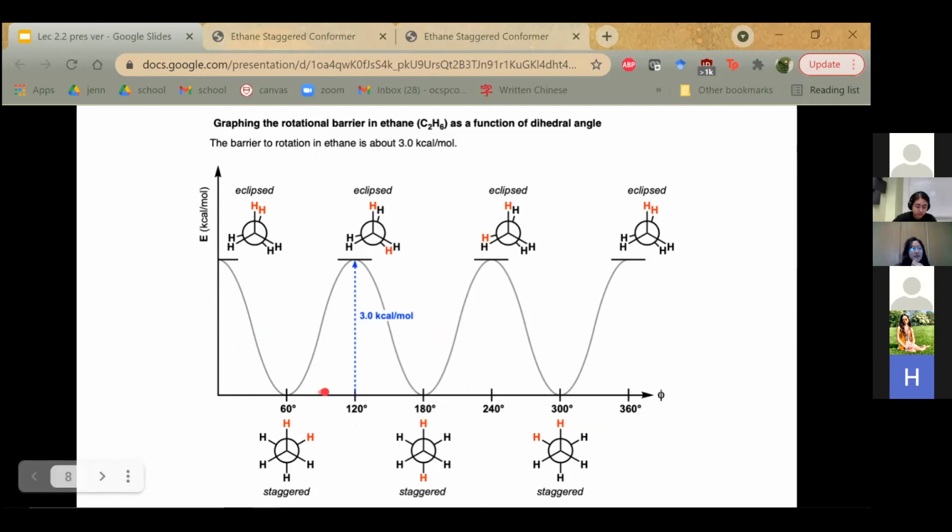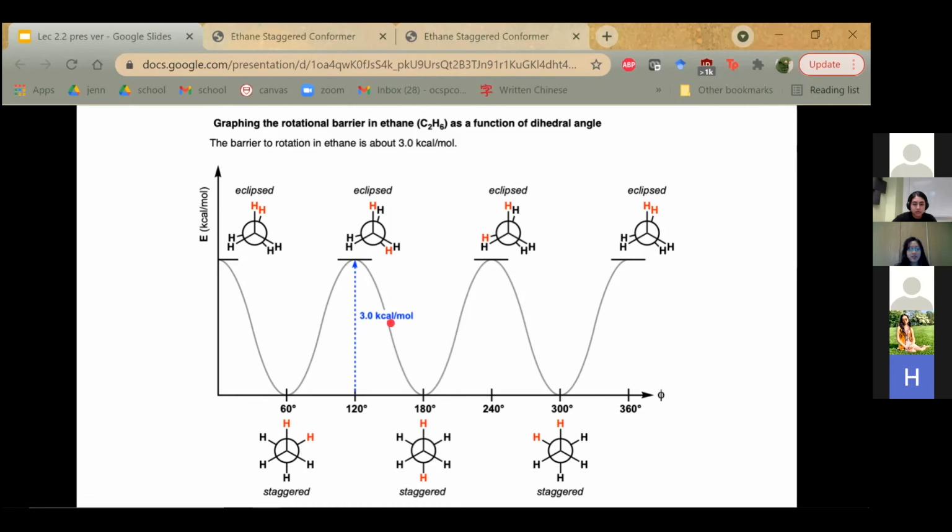So yeah, it is kind of similar to the whole concept of activation energy. If your activation energy is very low, the reaction would happen a lot. If the activation energy is very high, this reaction wouldn't happen very frequently. So looking at this energy level, it's going to be 3.0 kilocalories per mole.